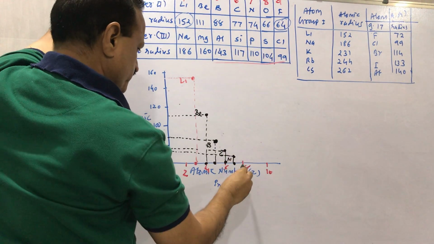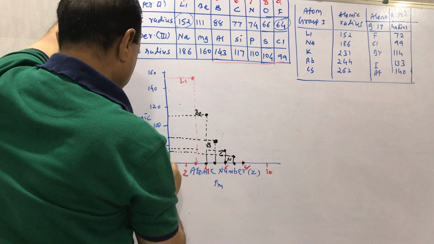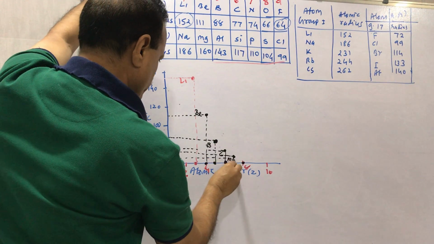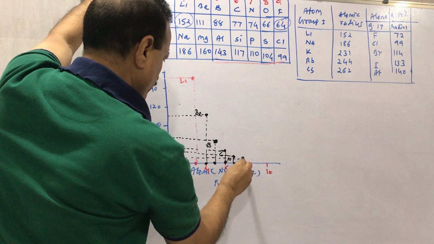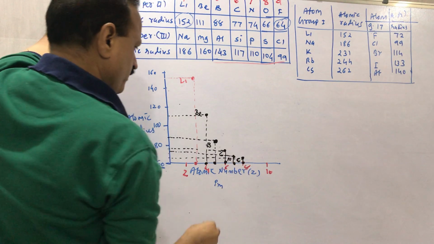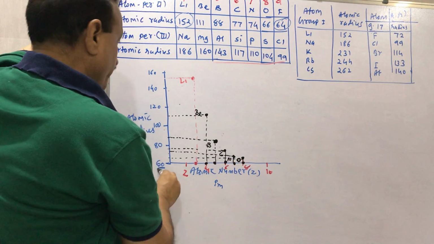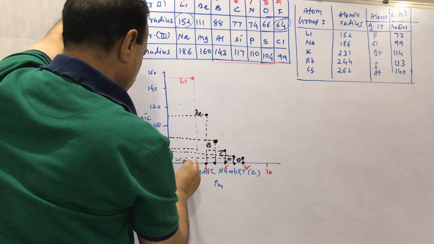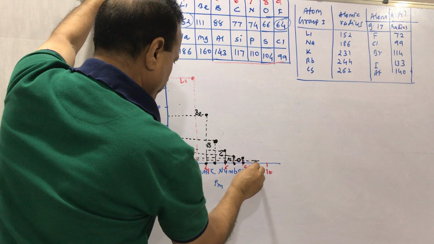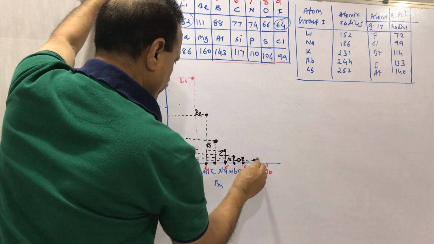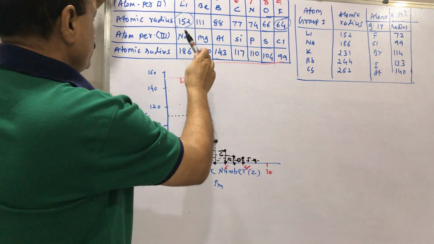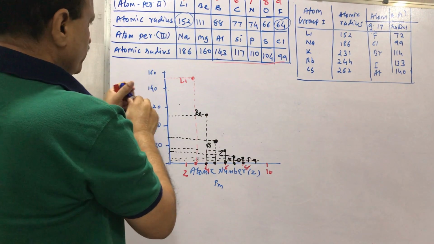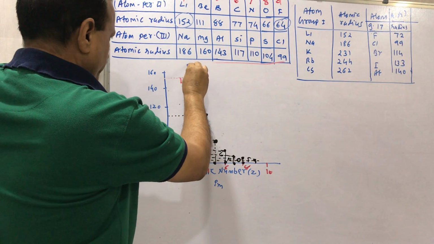Oxygen 66, atomic number 8, here is 66. Here is the oxygen. And last is fluorine, 64. Here is 64 and it is atomic number 9. Here is the fluorine. You can see the graph. It is in decreasing order.